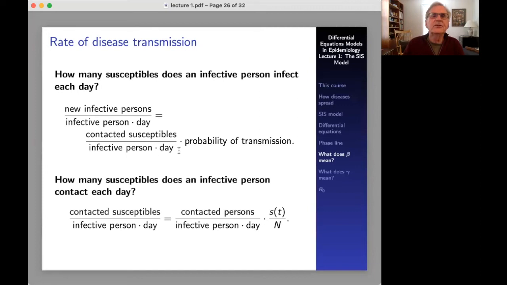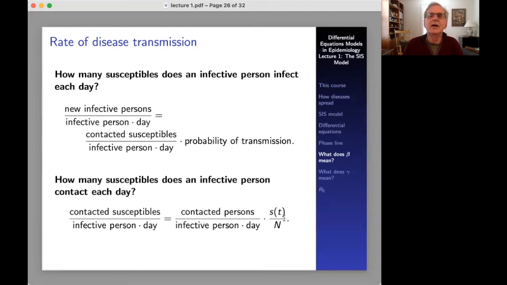Now let's look a little more in detail at the rate at which an infective person contacts susceptibles. The way to think about that is the number of susceptibles an infected person will contact in a day. Look at all the people that he contacts in a day. And again, by contact, I mean the contact that would normally spread the disease in question.